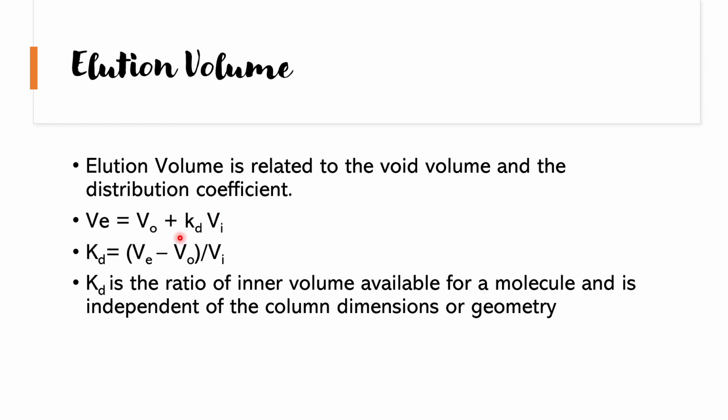From our previous video, we know that Kd is the concentration of a molecule in the stationary phase divided by the concentration of the molecule in the mobile phase. So Kd is Ve minus V0 divided by Vi. Kd is the ratio of the inner volume available to a molecule and is independent of the column dimension or geometry, because Kd depends only on the stationary phase, the mobile phase, and how the molecule interacts with the stationary phase. If it interacts more with the stationary phase, the Kd value is higher, and if it interacts less, the Kd value is lower.